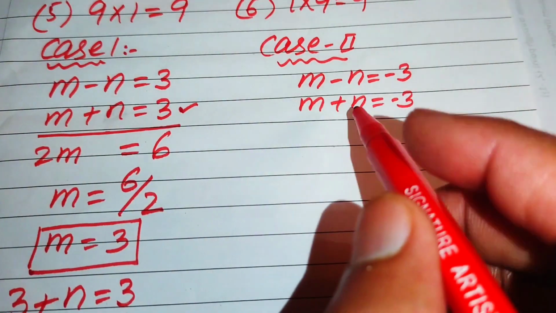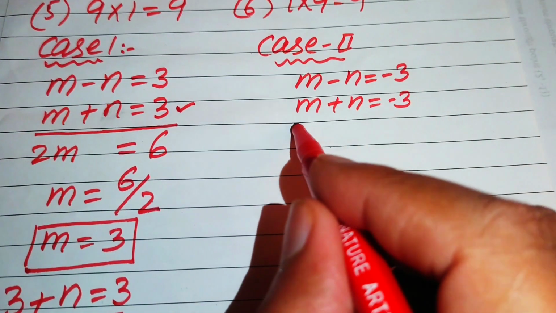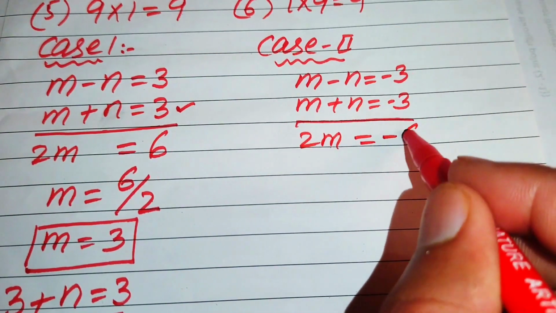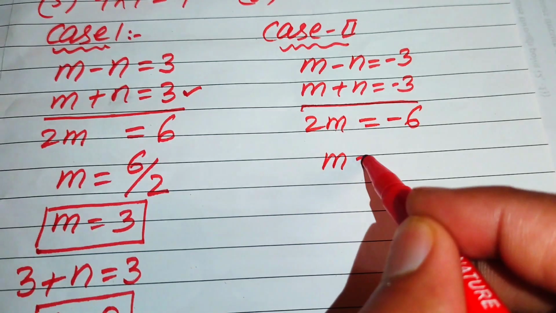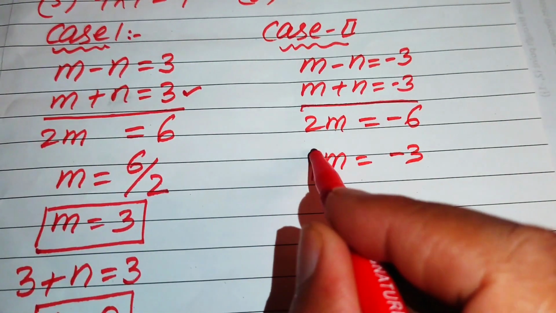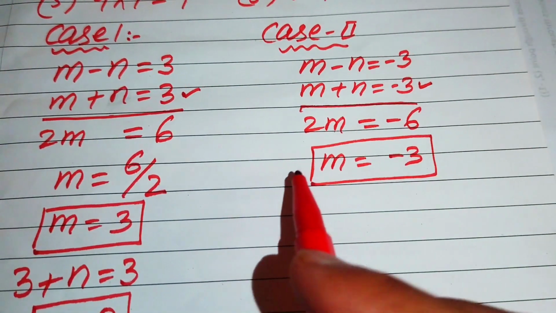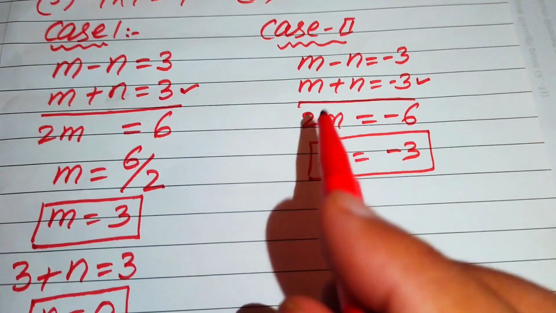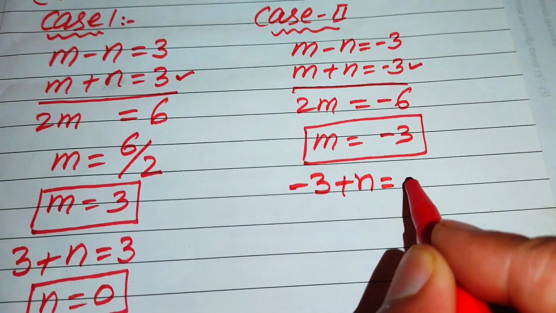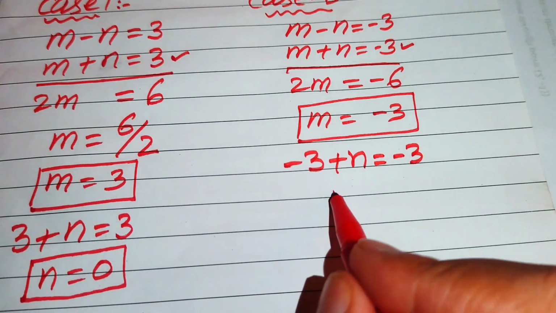In this case we again add these two equations, and we obtain 2 times m is equal to minus 6, and you get the value of m is equal to minus 3. So we substitute this value of m in this equation, and when you put this value here, it will be written as minus 3 plus n is equal to minus 3. And now we move this minus 3 to the right hand side.